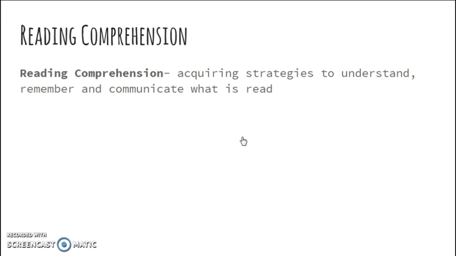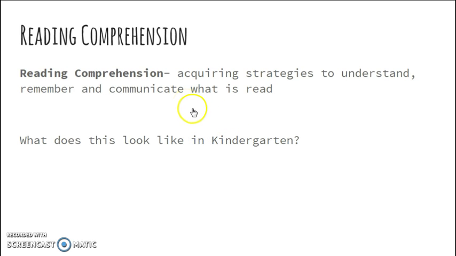So the next thing that we're going to talk about is reading comprehension. Once they have all of those basic phonics and phonemic awareness skills, you want to make sure that they're able to understand a story read aloud to them or understand stories that they're reading. Reading comprehension is just acquiring strategies to understand, remember, and communicate what is read. So what does this look like in kindergarten? Well, how do I know that they're understanding what I'm reading to them, or what they are reading?